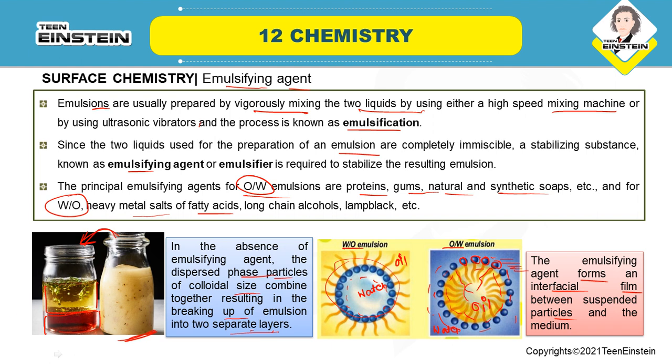Okay, so that is the significance of the emulsifying agent. If we are not using it, though it will not happen very quickly, it will take some time, but still it will not be stable. So this is the reason why we add an emulsifying agent.